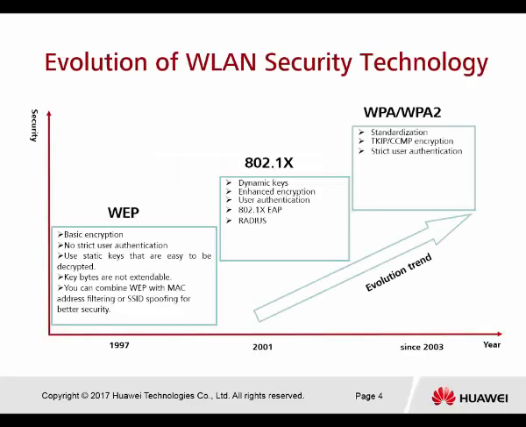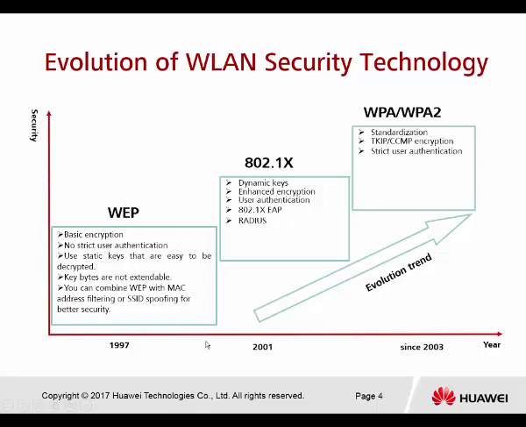On day number 1, I did explain about the evolution of WLAN. At the very beginning, they were actually using WEP. This one does basic encryption only, with no strict user authentication. They use a static key and it is easy to decrypt. The key bytes are not extendable. You can combine WEP with MAC address filtering or SSID spoofing for better security, but this kind of authentication in WEP is still not good enough.